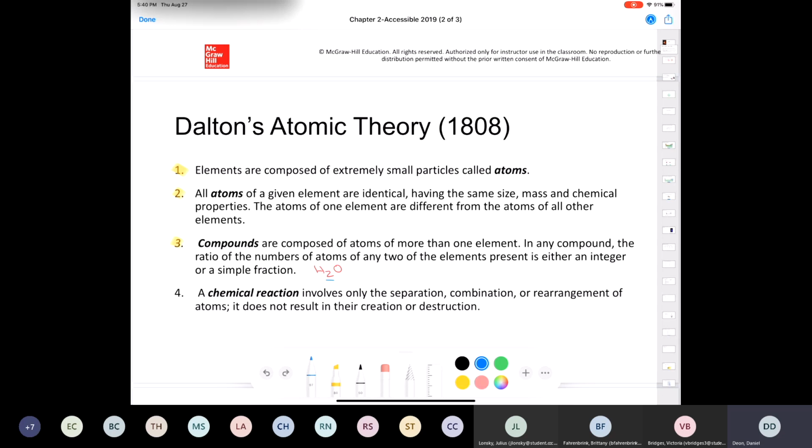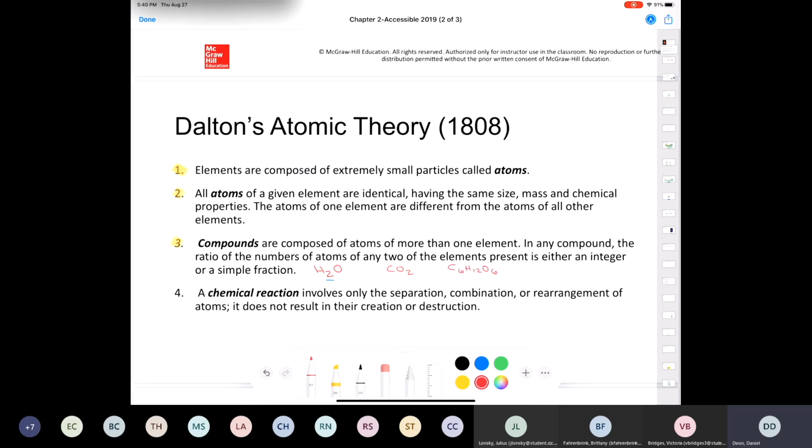I'll give you another example. What if you had something like CO2, right? For every 1 carbon atom, we have 2 oxygen atoms. So again, they're present in simple whole number ratios. Let's try another one. I'll give you a really tough one here. I'll really shake things up.